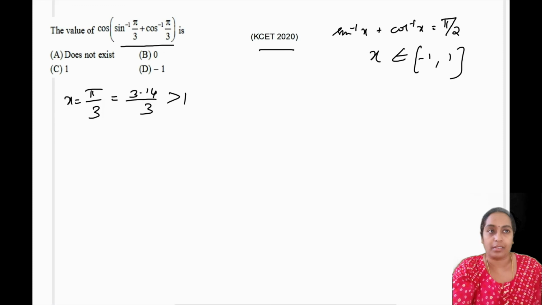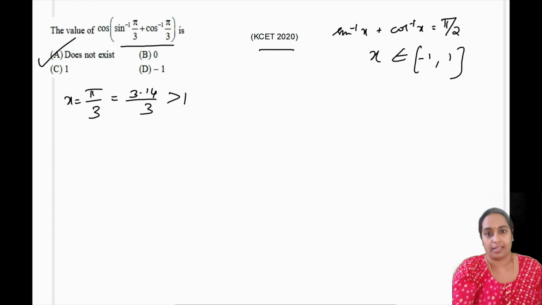So this is not defined. Sine inverse pi by 3 plus cos inverse pi by 3 is not defined, because the x value should be within the closed interval minus 1 comma 1, which is not happening here. Here the x value is greater than 1. So the answer is option A, does not exist is the answer.